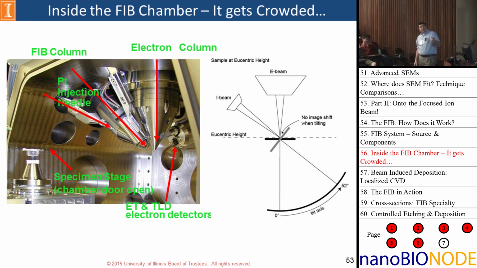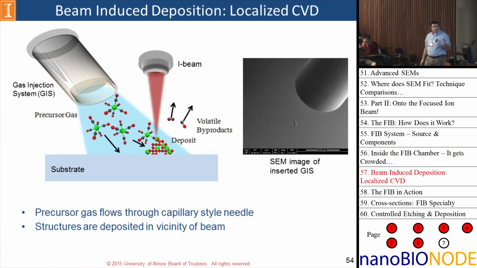Now, why do you want to tilt? If you're using your ion beam to cut and your sample is at 0 degrees, you're cutting on an angle. If your sample is tilted to the axis of the ion beam, you're now cutting perpendicularly into your sample. So this is good for things like cross sections.